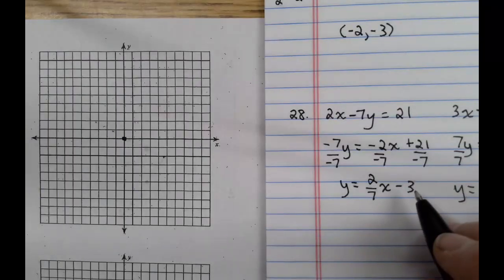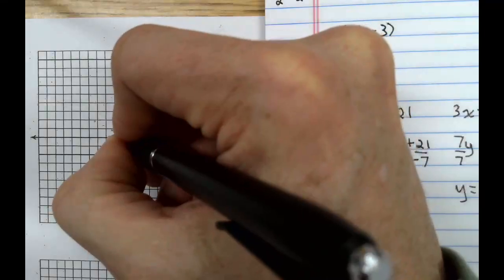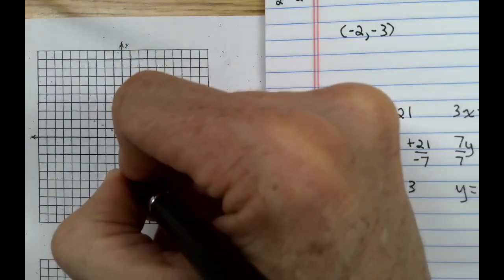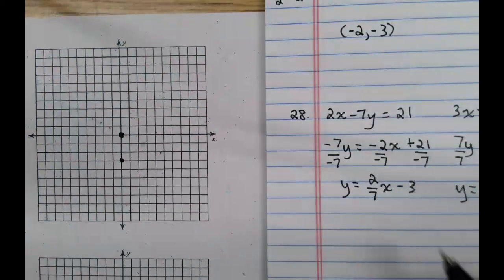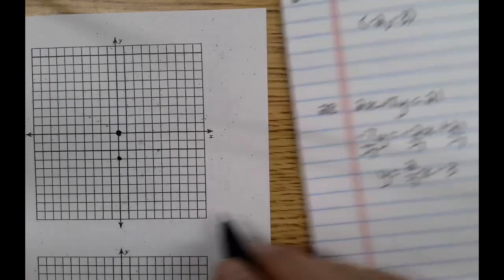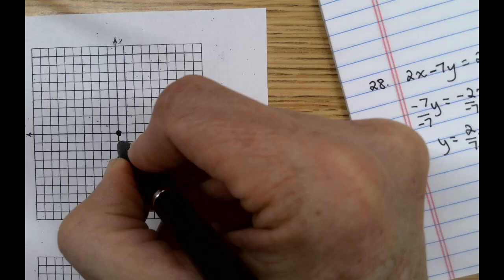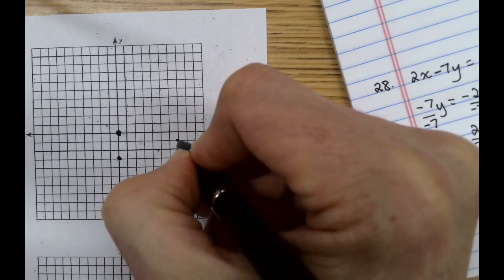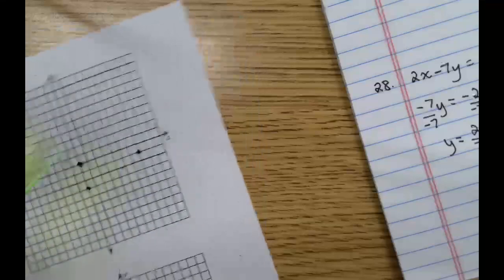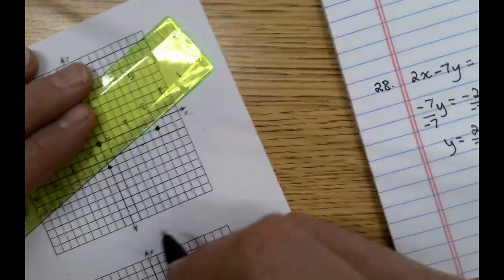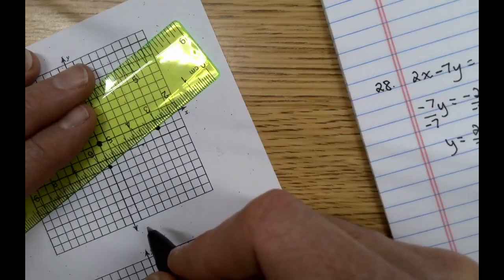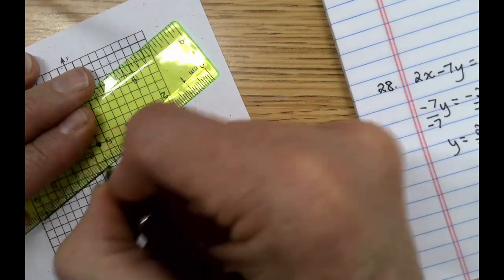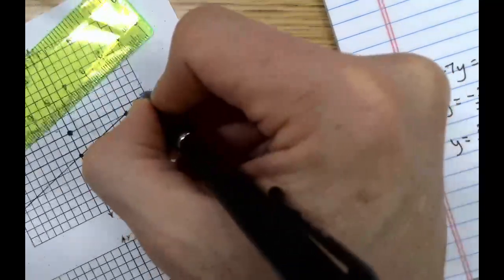2 over 7x minus 3. Again, I'm going to make my origin point a little bit bigger here. We're going to go down 3. And now we've got a slope of 2 over 7. So I'm going to go up 2, and then over 1, 2, 3, 4, 5, 6, 7. And to the best of my ability, I'm going to draw a line connecting these points, like so. Okay, so there's my line.